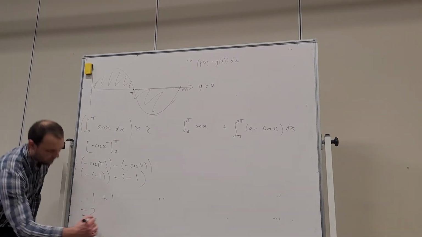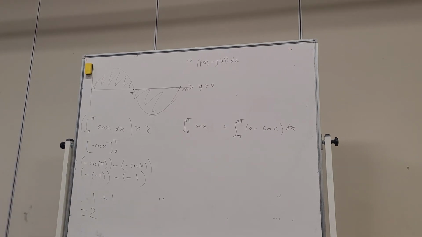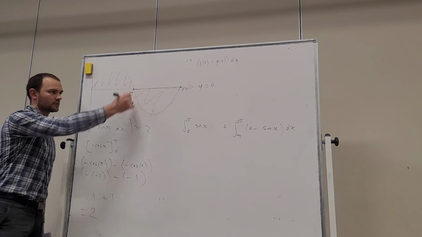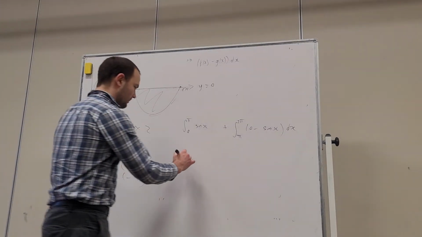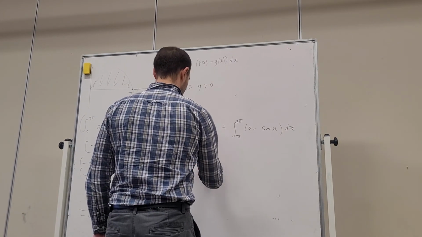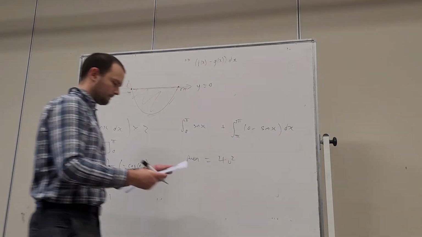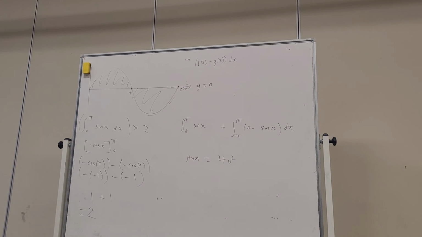So one of these loops has an area of 2 units squared. Okay, if we said what's the area from 0 to pi? Well, it's 2 units squared. So therefore the area from 0 to 2 pi is 4 units squared. Good.